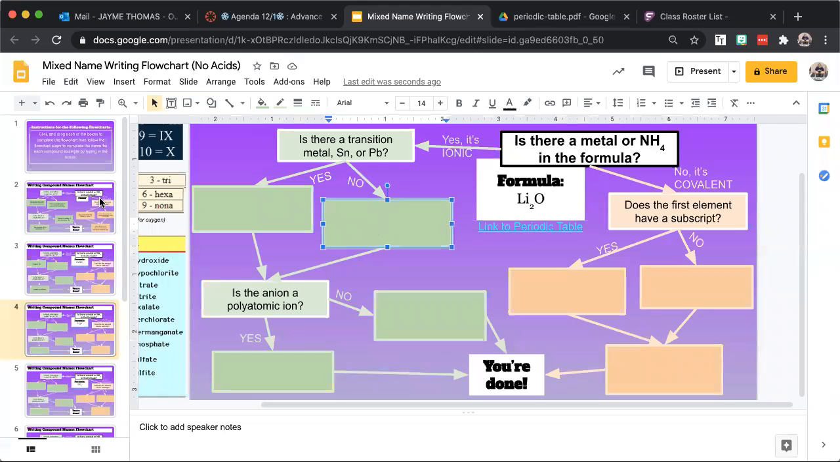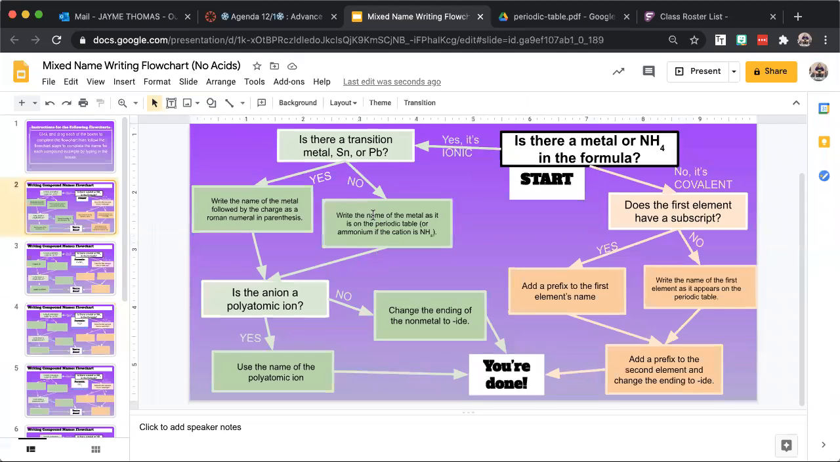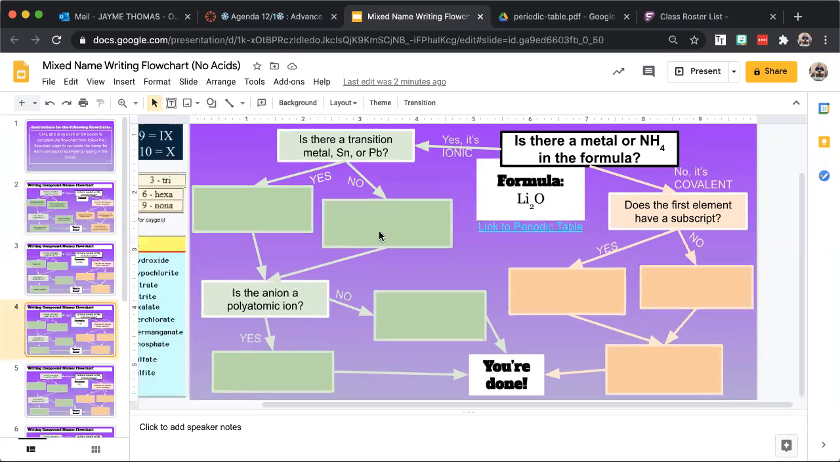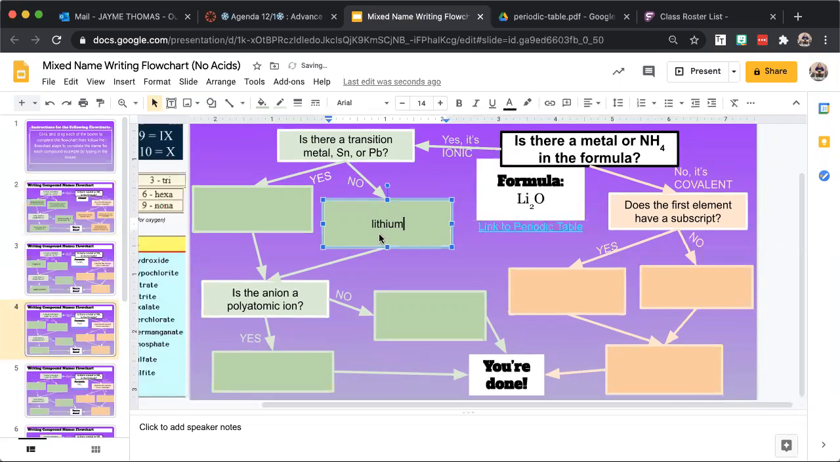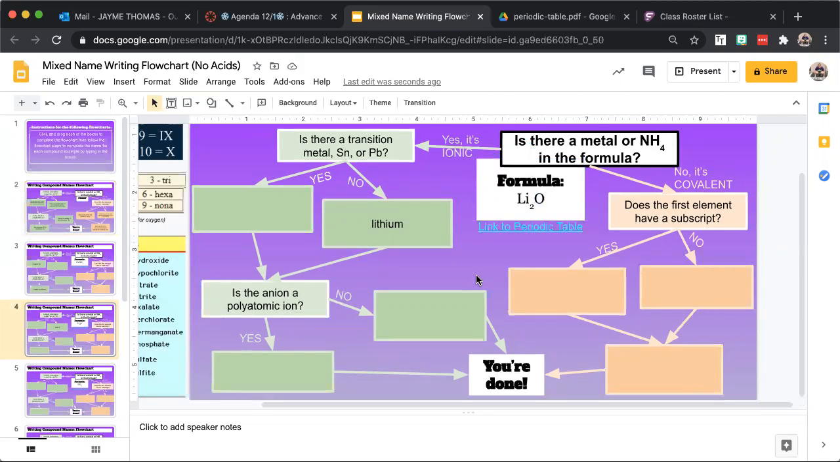And that means that if we look back at our instructions on the first one, we just write the name of the metal from the periodic table. That's it. No Roman numeral needed. So I'm going to write lithium here. Okay. Now, the second part of the name is the anion, a polyatomic ion. So looking at this formula, we did the lithium, so the second part is the O. Is that a polyatomic ion? Yes or no?